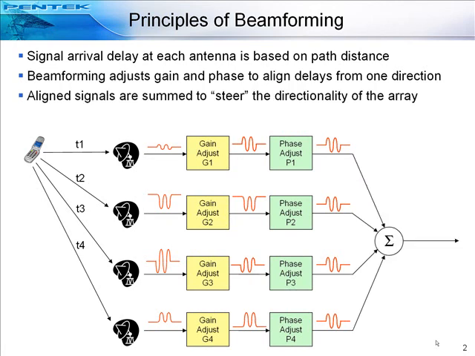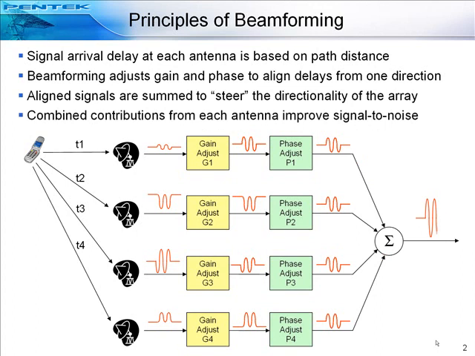When the signals are summed together, the non-aligned signals arriving from other directions cancel each other out, while the signals from the beamformed direction add constructively for greatly improved signal-to-noise performance. So by electronically adjusting the gain and phase in each path, the antenna is effectively steered for directionality.